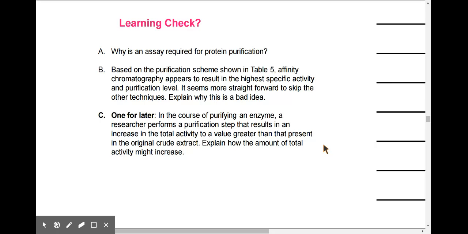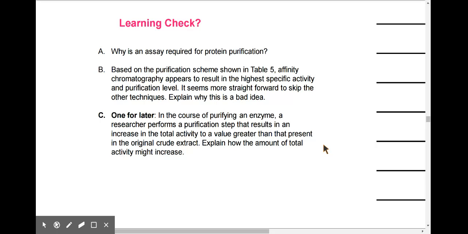Our protein of interest is gone. We don't have it. And so now we've wasted a lot of time. And so at every step, you want to make sure that you have your protein of interest. And then I want to ask you a question based on the purification scheme shown in table 5, and I'll back up in a minute.